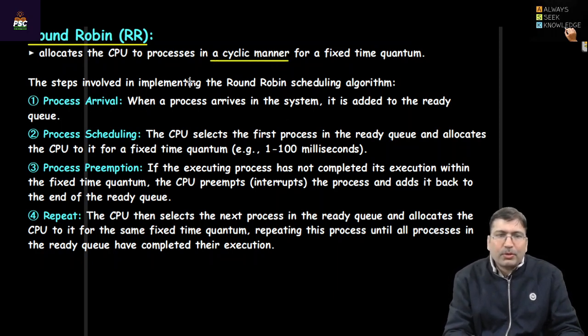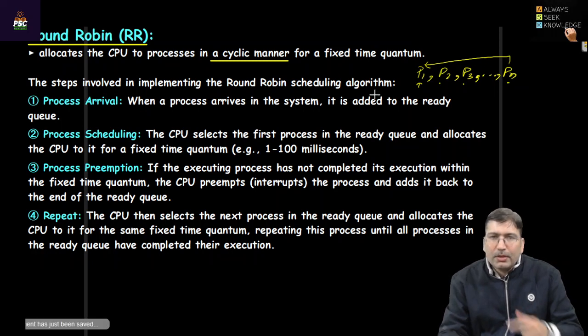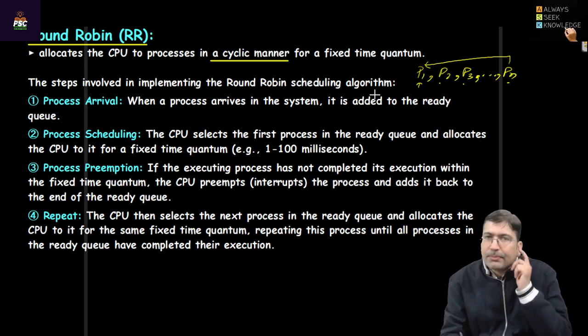So if you have a number of processes, let's say P1, P2, P3, and let's say Pn, and all are in the ready queue, then the CPU will be allocated for a certain duration of time that we consider as the time quantum. First the time quantum will be allocated to P1, then P2, then P3, and so on up to Pn. And after Pn, the chance will again be given to P1. So it is a kind of time sharing system. Every process will get equal CPU time. So it is a kind of fair scheduling.